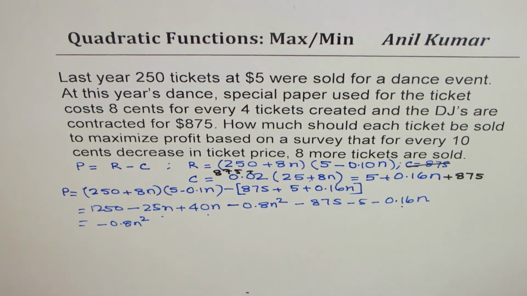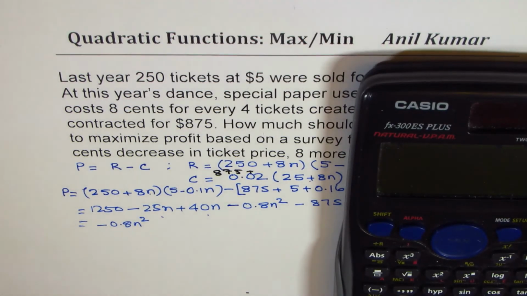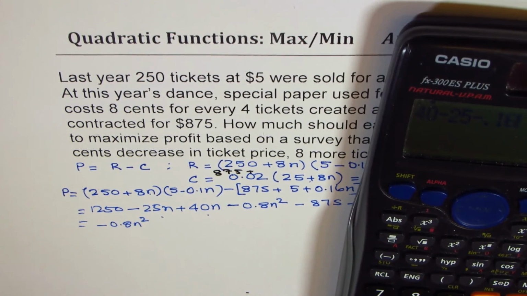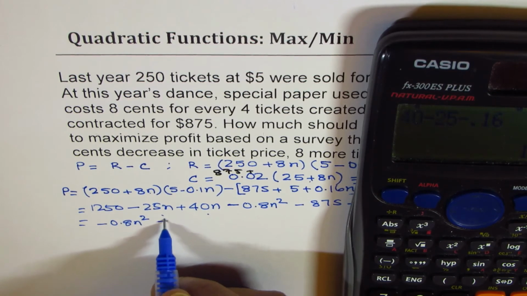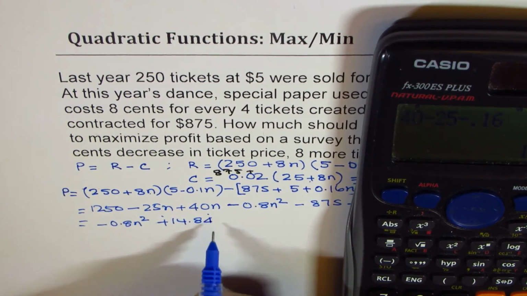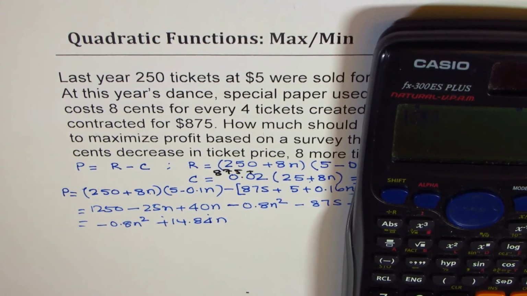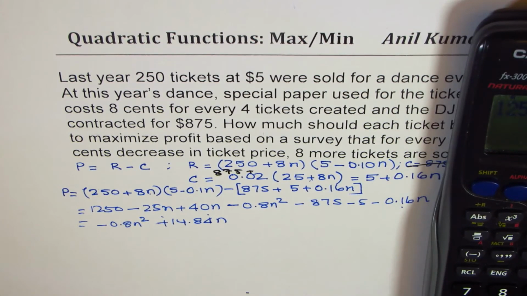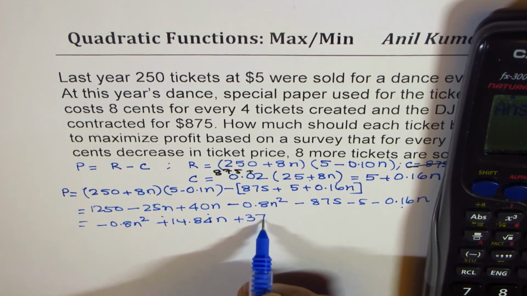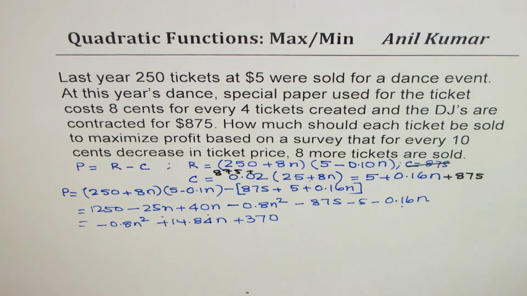Let's combine them. So 40 take away 25 take away 0.16 equals, in decimals, 14.84. So plus 14.84n. Constants are 1250 minus 875, okay, minus 5. That gives us 370. So that becomes the equation for the profit function.